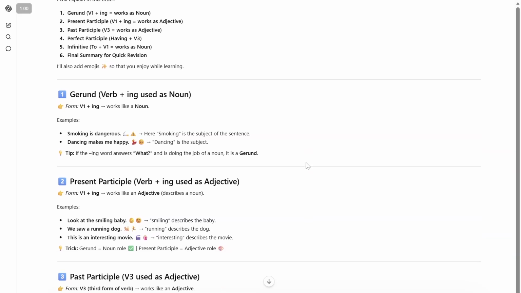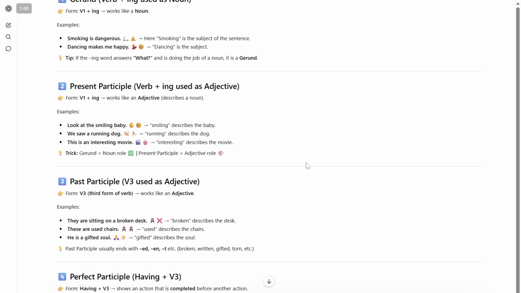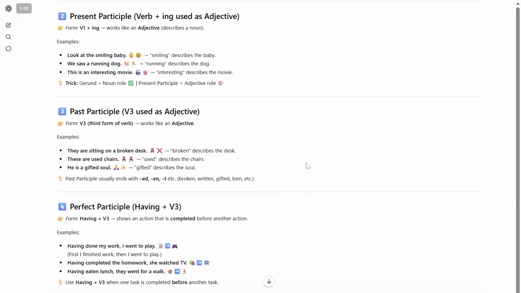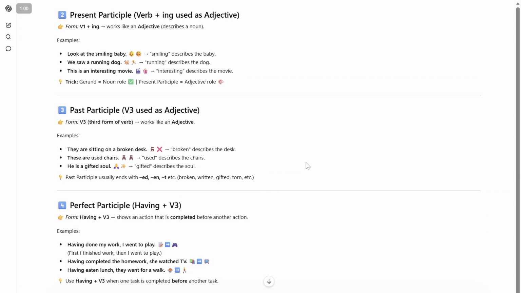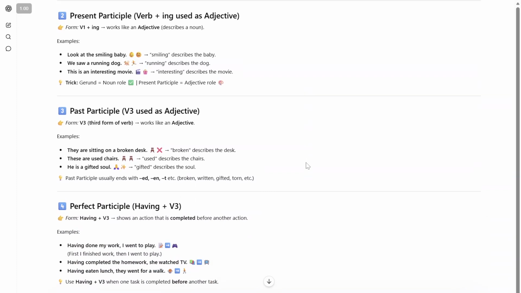Past participle: V3 used as an adjective. Form: V3, the third form of the verb, works like an adjective. Examples: They are sitting on a broken desk. Broken describes the desk. These are used chairs. Used describes the chairs. He is a gifted soul. Gifted describes the soul. A past participle usually ends with ed, n, t, etc. Broken, written, gifted, torn, etc.